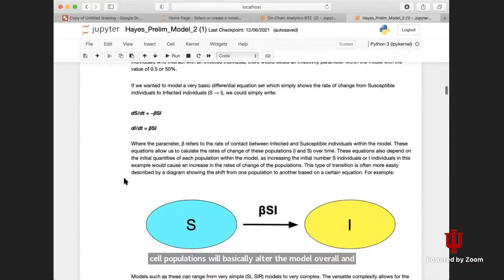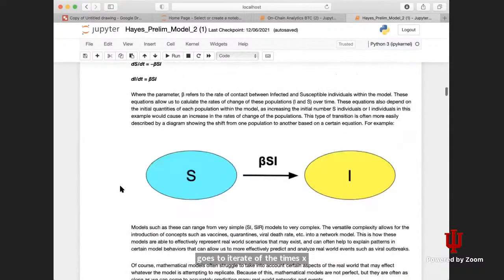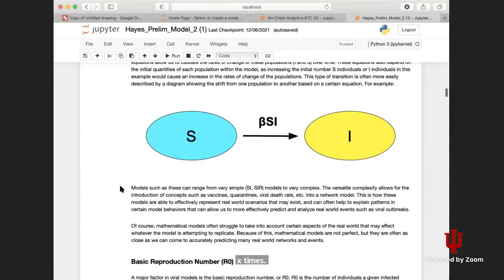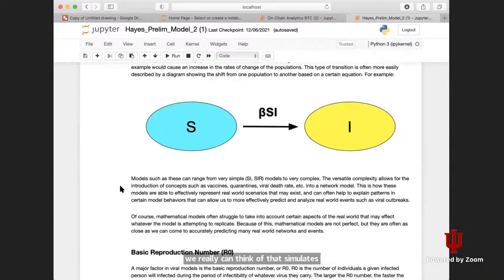And seen below is the general diagram that we've been using to explain these models, which is to show that S goes to I at a rate of B times S times I. And again, these models can range from very simple SI to SIR models to very complex. And this versatility is what allows us to introduce concepts such as vaccines, treatments, quarantines, viral death rates, and whatever we really can think of that simulates a real biological background into a network model.